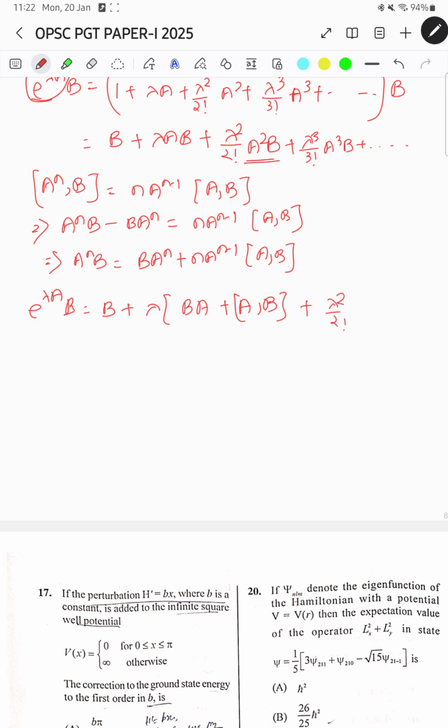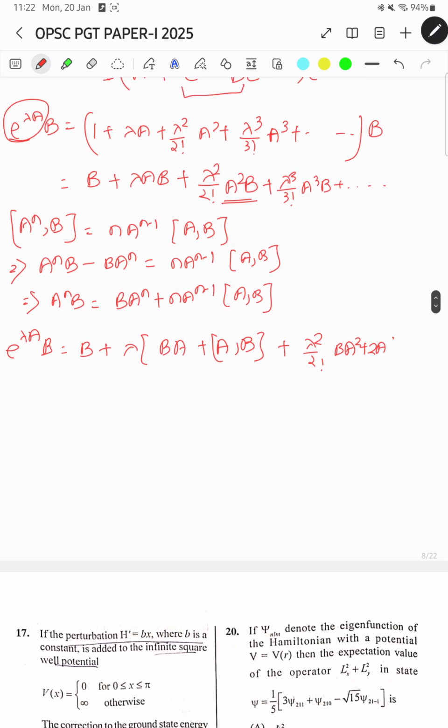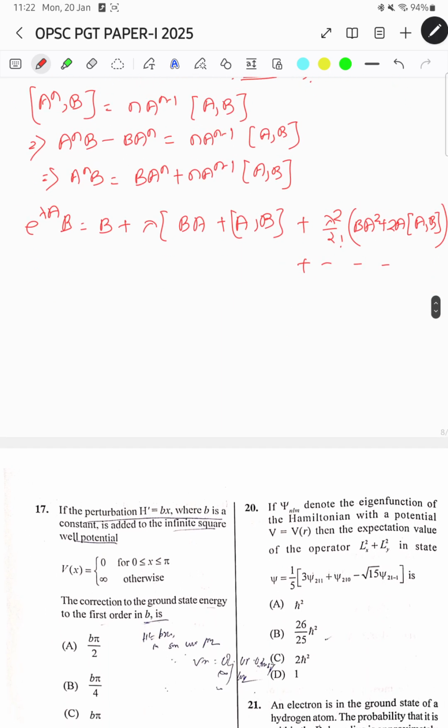Here you have to put a square b, so in place of n you have to put 2, so put it: b a square plus 2a into [a, b] commutation, okay, plus dot dot dot dot. So e to the power lambda a b will be equal, and I am not writing this, the next addition will be lambda cube upon 3 factorial b a cube. Okay, in place of n you have to put 3 there, so 3 a square [a, b].